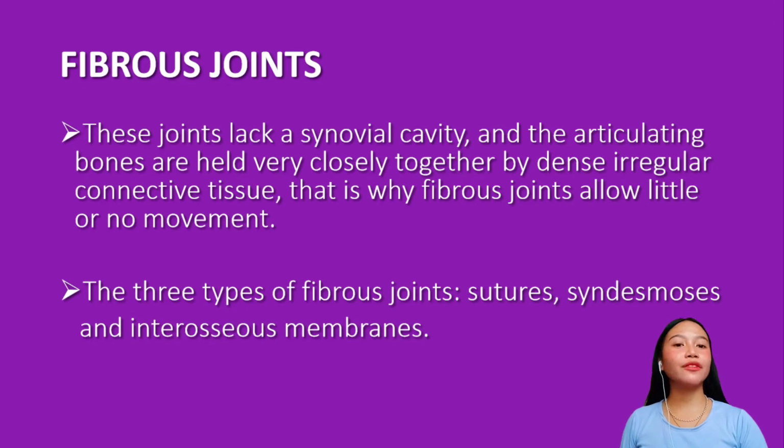So first is the fibrous joints. These joints have no synovial cavity, and the articulating bones are held very closely together by dense irregular connective tissue. That is why fibrous joints allow little or no movement. So there are three types of fibrous joints: sutures, syndesmoses, and interosseous membranes.